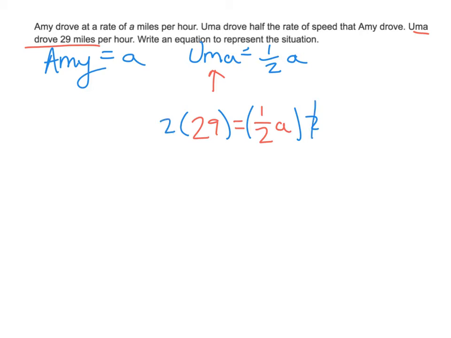And this 2 is going to cancel out with the 2 that's in the denominator. And what I'm left with on the right-hand side here is A. And I know that 2 times 29 is 58. So Amy drove 58 miles per hour.